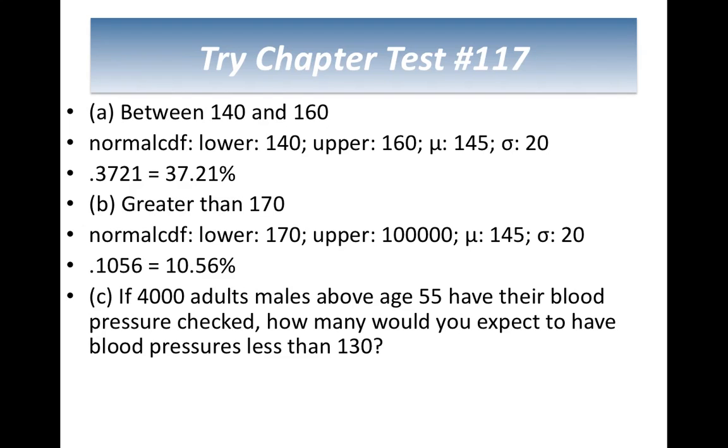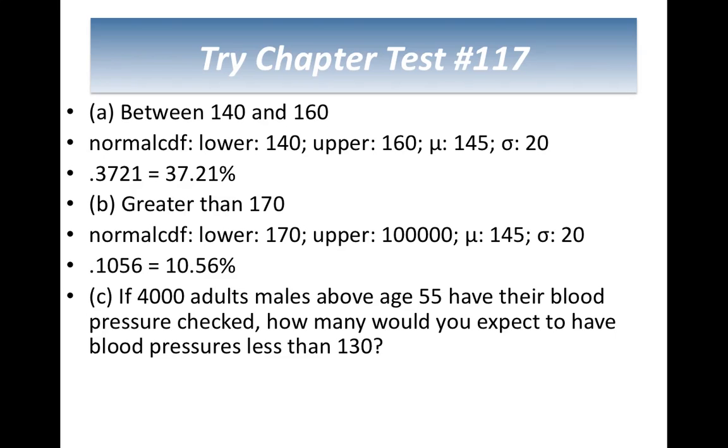Part C. If 4,000 adult males above age 55 have their blood pressure checked, how many would you expect to have blood pressures less than 130? First, to answer the question, let's find the proportion of people with blood pressures less than 130.